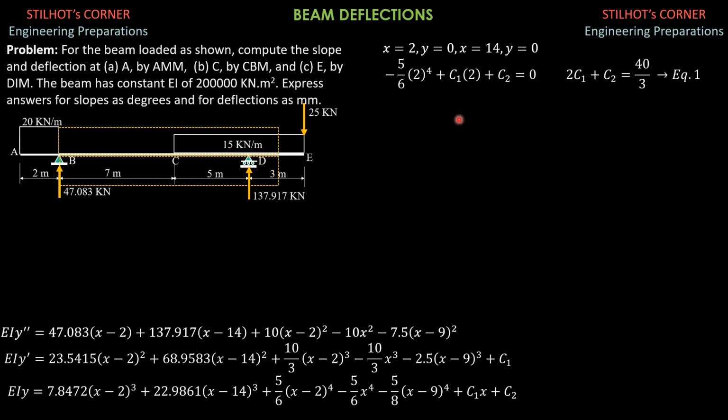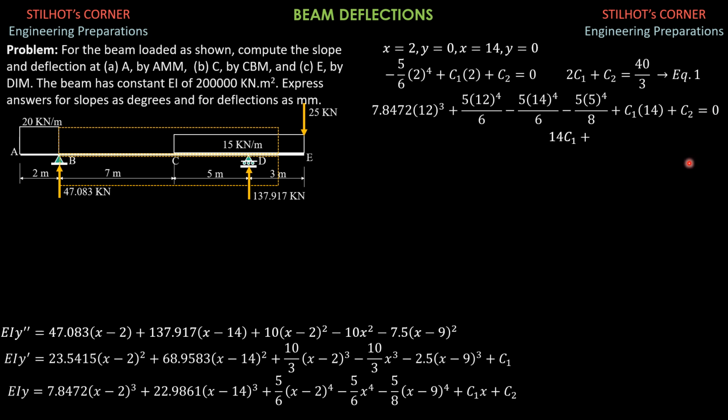Then when x is 14, y is 0. So 7.8472 times 12 cubed, then plus 5 over 6 times 12 to the fourth, minus 5 over 6 times 14 to the fourth, minus 5 over 8 times 5 to the fourth, plus c sub 1 times 14 plus c sub 2, simplifying, equals 0. So 14 c sub 1 plus c sub 2 equals 1564, equation 2. Solving equations 1 and 2 simultaneously, we obtain c sub 1 equals 129.222 and c sub 2 is negative 245.111.